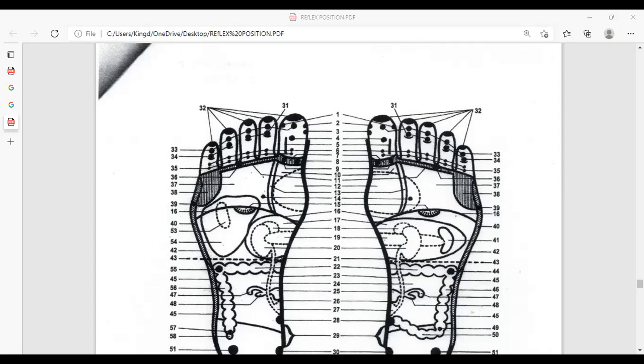Then you have the ileocecal valve, ascending colon. These are all part of the colon, going up to the hepatic flexure, then across. People with constipation, you'll feel lumps and hardness in this reflex point, right? Remember that these points cross over into the other part of the feet. When you look at your chart, number 55 represents the hepatic flexure. Then we have the transverse colon, and we can see the transverse colon is represented as point number 22.